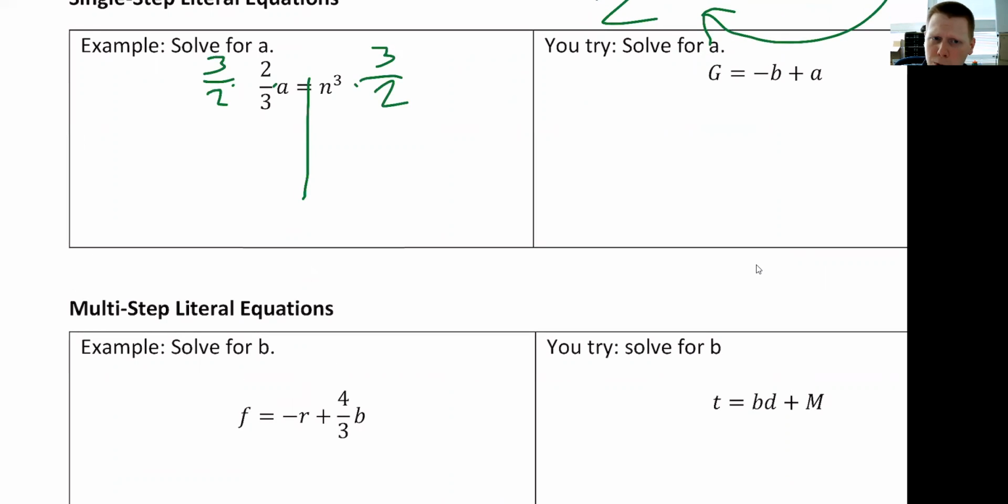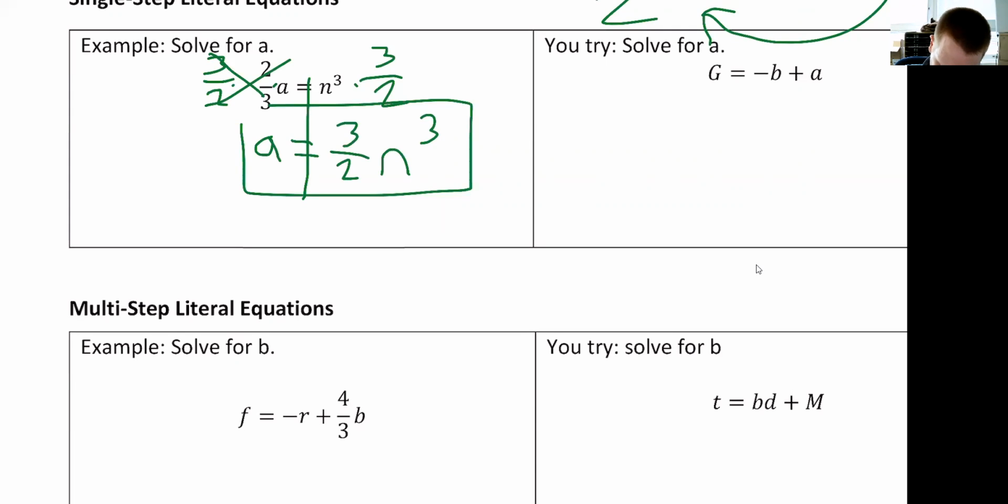The reason this works is when you multiply a fraction by its reciprocal, it cancels out, because 3 times 2 is 6 up top, 2 times 3 on the bottom is 6, so 6 over 6 is 1. So we would just have a equals, and I usually flip it around and put the 3/2 in front, so it'd be 3 over 2 n up to the 3rd power. And that would be our solution. In Delta Math, you would type a equals, then just type the right-hand side of our equation.